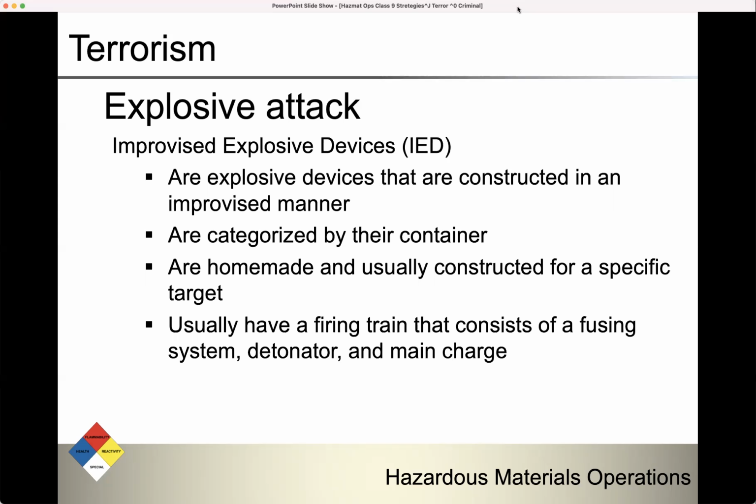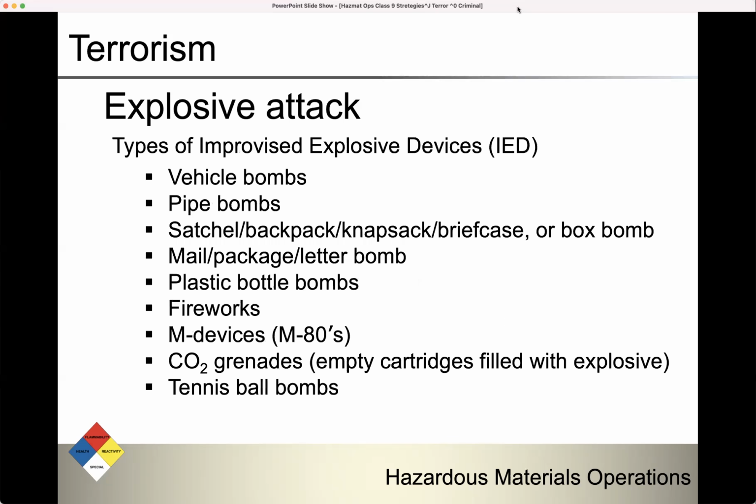They have a firing train that consists of a fusing system, a detonator, and a main charge. Examples are vehicle bombs, pipe bomb, satchel, backpack, knapsack, briefcase, or box bomb, mail, package, or letter bomb, plastic bottle bombs, fireworks, M devices such as M80s, and then CO2 grenades, which take the empty CO2 cartridges and fill them with explosives, and then tennis ball bombs.